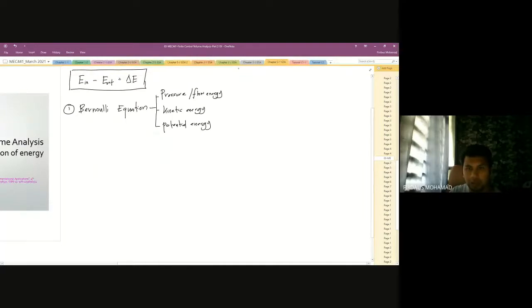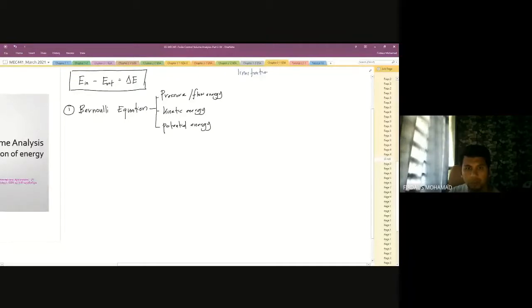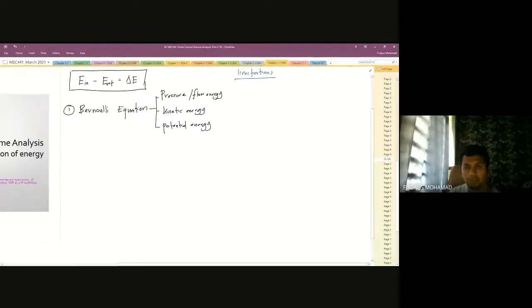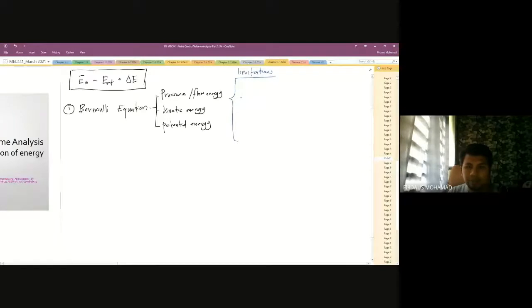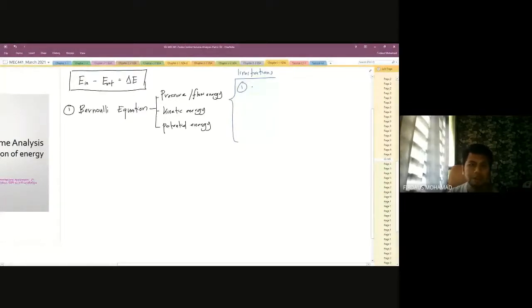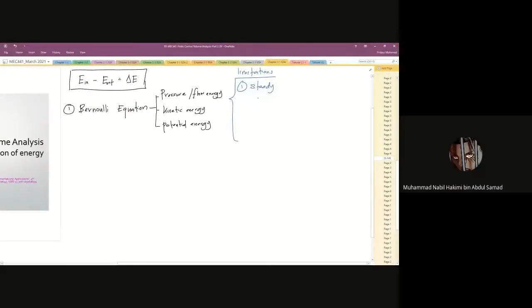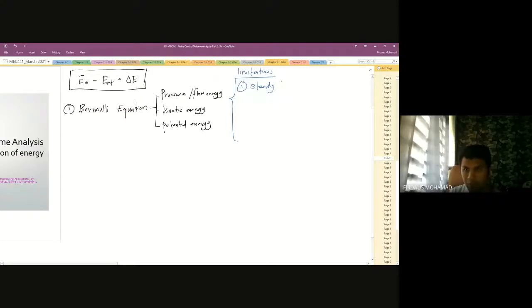Okay, so limitations. The limitations for the Bernoulli equation: number one, it is only for steady flow. Okay, so what is steady flow? What does steady flow mean? It doesn't change with time. So the derivative with respect to time equals 0. So no variable is changed with time. Okay, so that is steady.